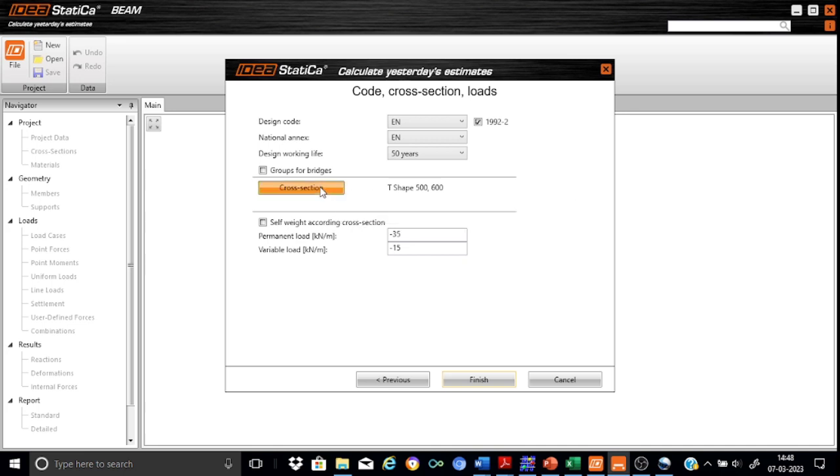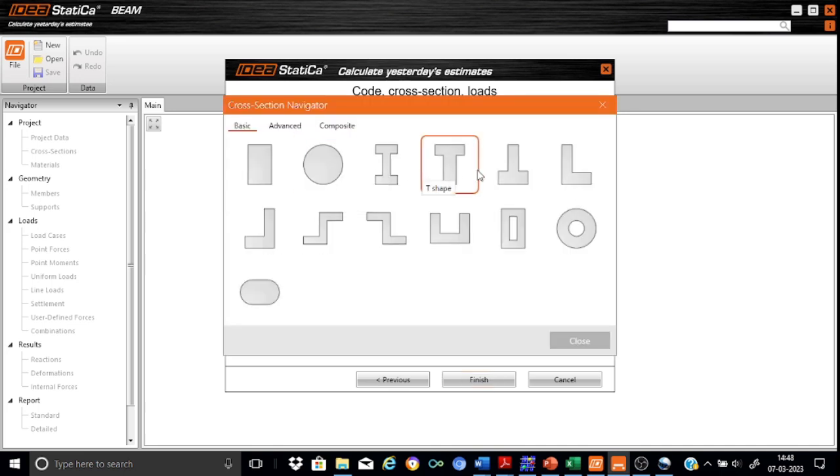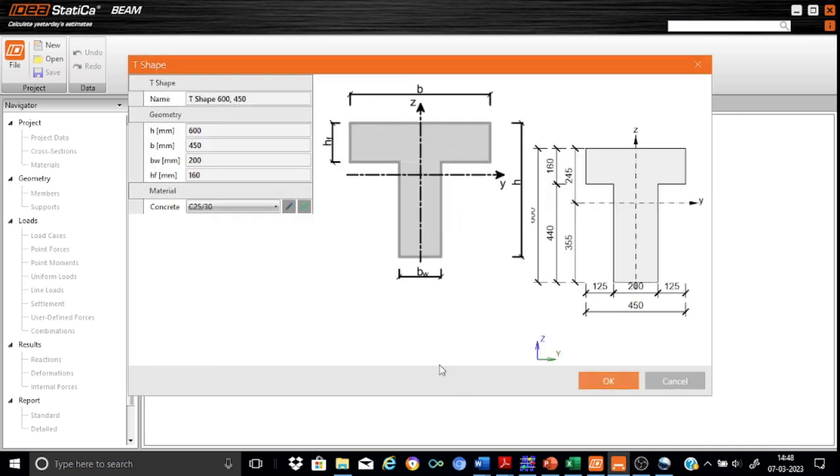So let us see whether the cross sections are as per our requirement. So press T shape. Okay. So as you can see, yes, it provides you all the parameters. So H is nothing but the overall depth. That is, we have to change it to 500 mm. The overall depth is 500 mm.